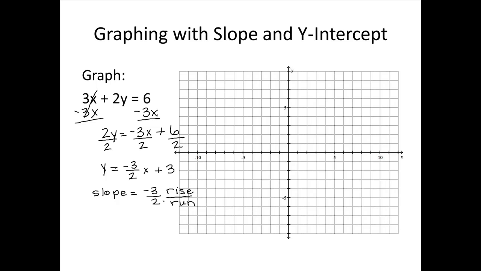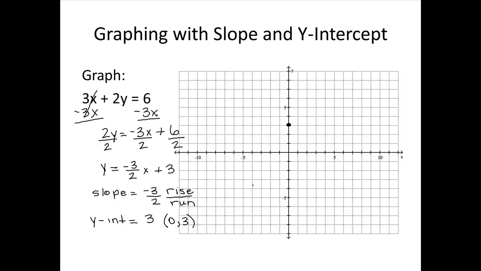My y-intercept is positive 3, and that's an ordered pair with an x-coordinate of 0. That's a point on the y-axis. So we go to the y-axis first, and we start with the y-intercept. It's positive 3, so we go up to positive 3 and put a point.